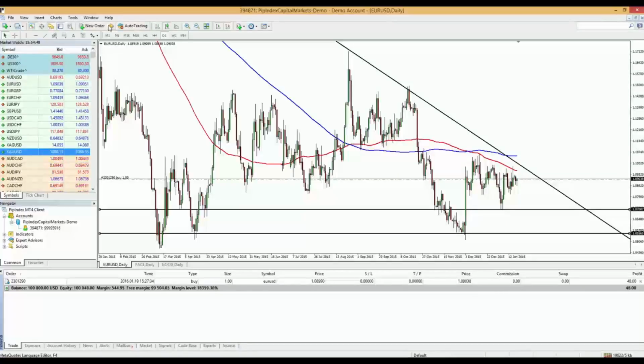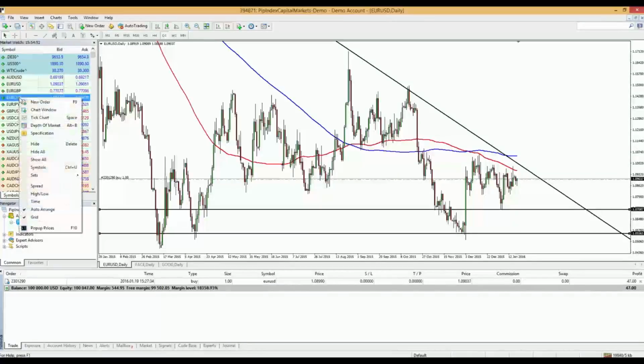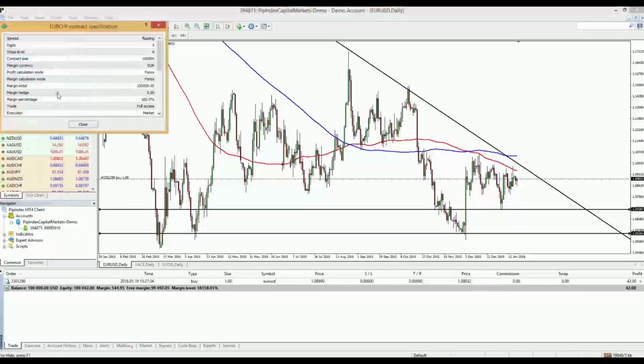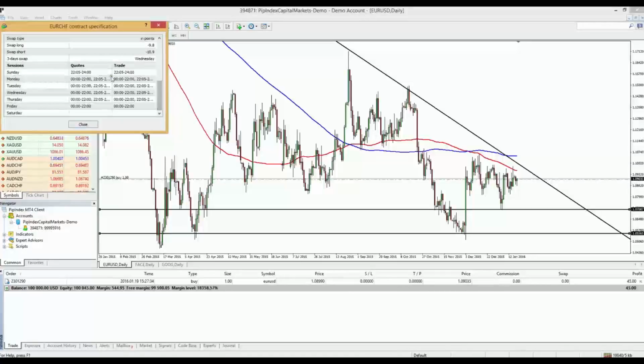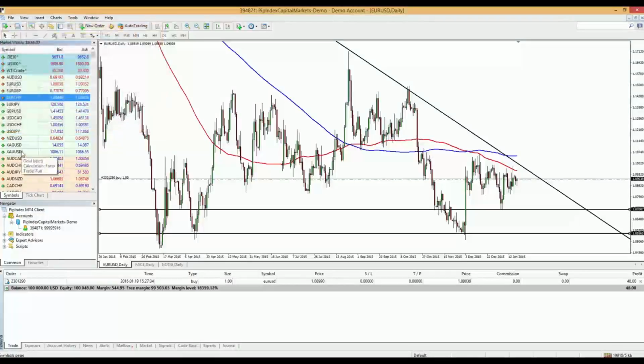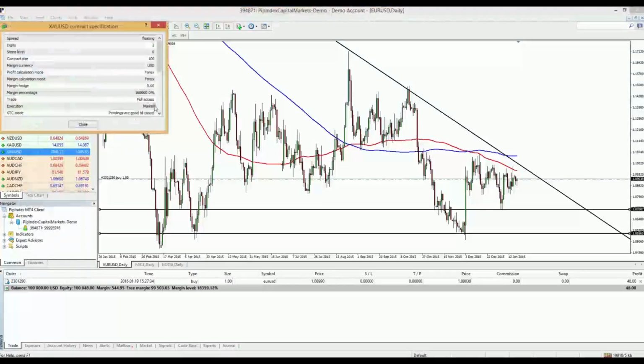Okay, and furthermore, I just want to do one last thing here, guys, and I want to right click and go to specification on the market watch list. What that gives me then, guys, is the contract specification, including the sessions of times available when I can trade the particular asset class I've right clicked on. In other words, let's go to specification on gold. The spread is floating, but that basically means it's not fixed. The margin currency is in US dollar.